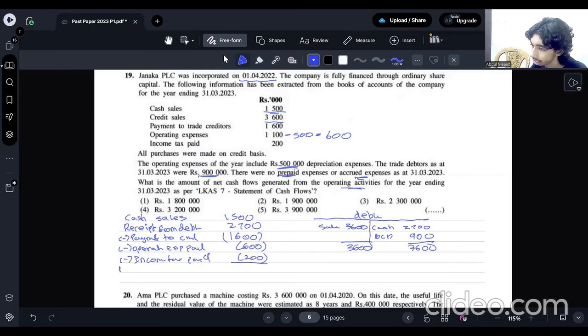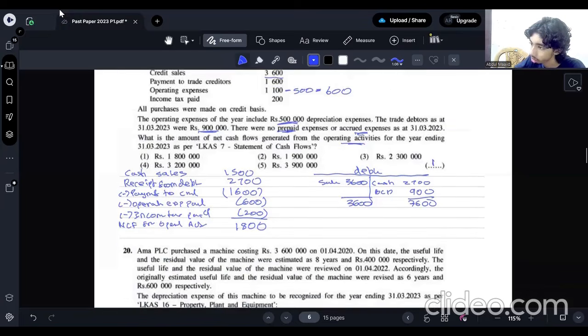You can get the net cash flow from operating activity. 1,500 plus 2,700 minus 1,600 minus 600 minus 200, that is 800. Wait, did I miss anything? Give me a minute. 1,500 plus 2,700 minus 1,600 minus 600 minus 200, that is 1,800. Okay, 1,800. So the answer is the first one.